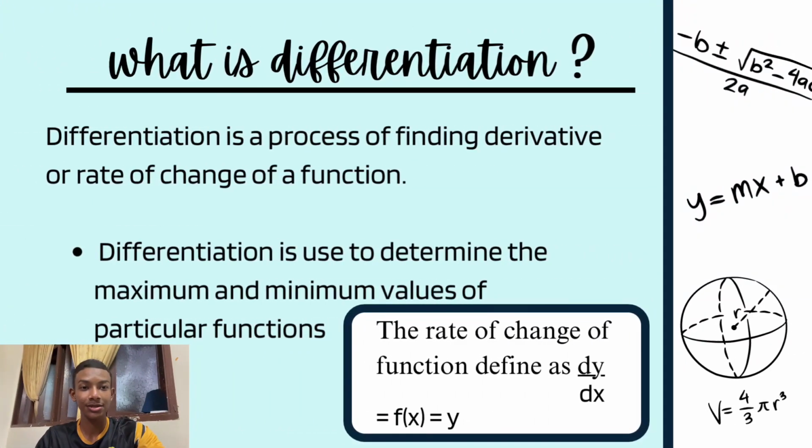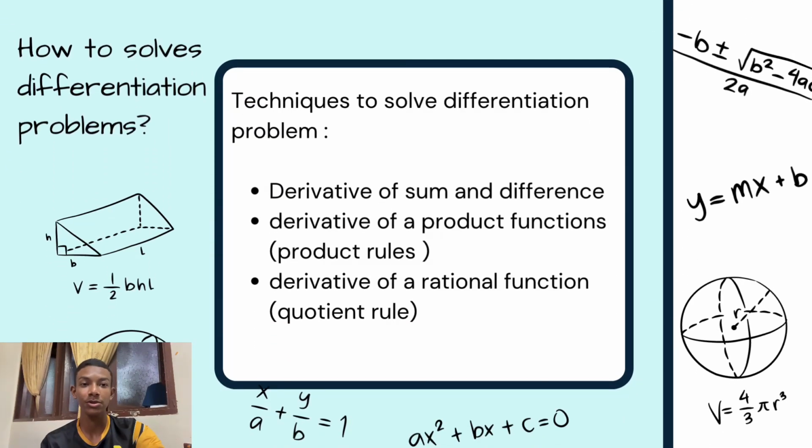What is differentiation? Differentiation is a process of finding the derivative or rate of change of a function. Differentiation is used to determine the maximum and minimum values of particular functions. The rate of change of a function can be defined by dy over dx equals f'(x) equals y. To solve differentiation problems, there are various techniques that can be used.